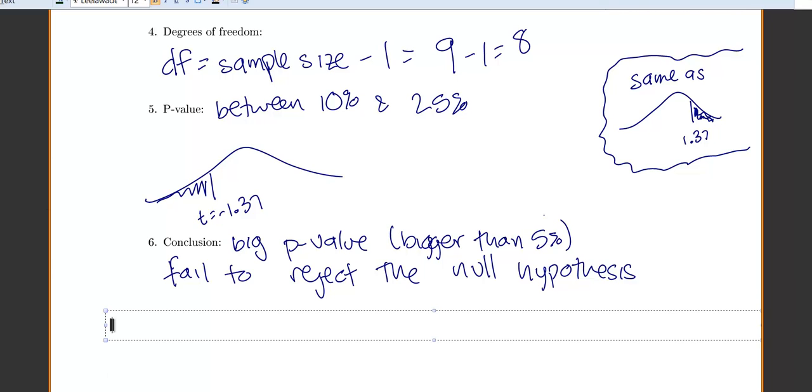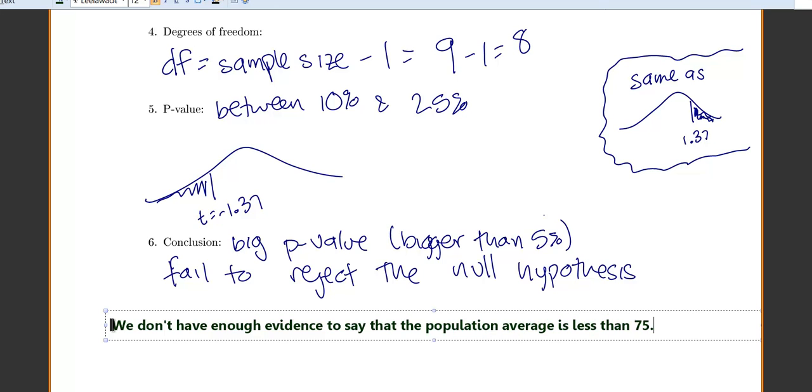And when we fail to reject the null hypothesis, remember, we still have to word our conclusion in terms of the alternative hypothesis. So we wanted to know if the population average was less than 75, but we couldn't reject the null. We failed to reject the null, and so we say that we don't have enough evidence to say that the population average is less than 75. Maybe it is, but we don't actually have enough evidence to conclude that and feel pretty good about the conclusion.